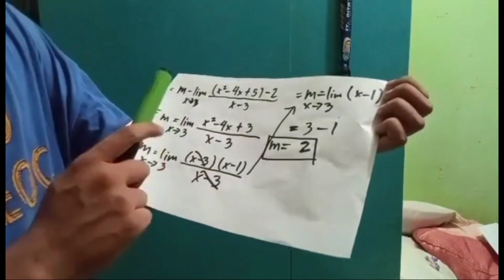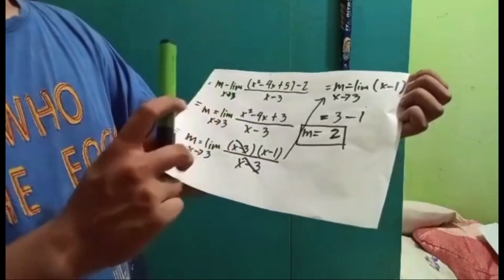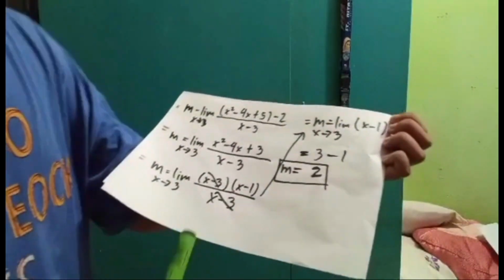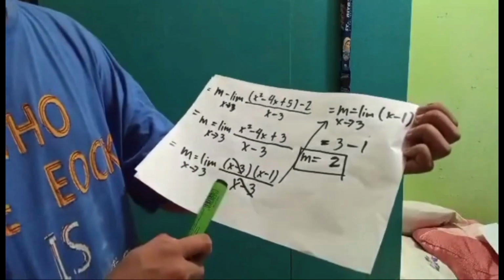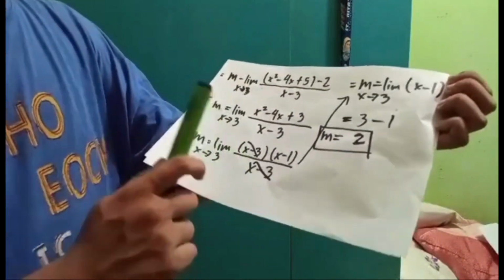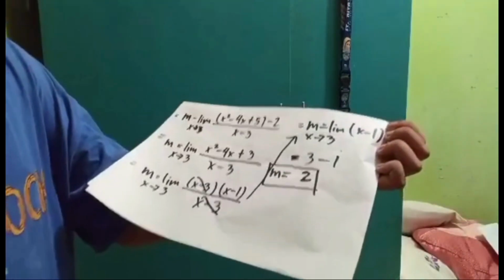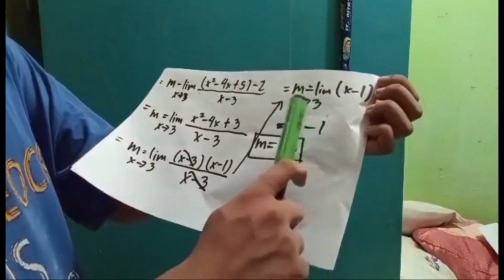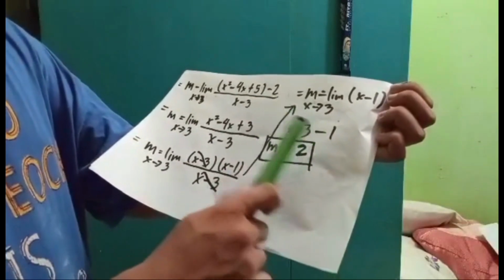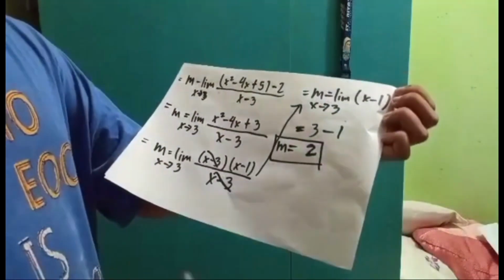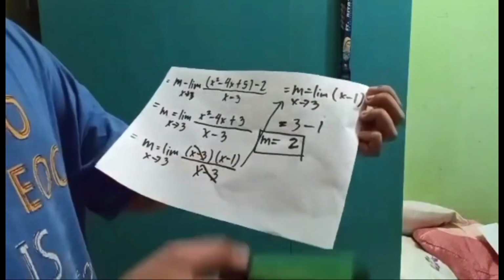Step 2, we simplify the numerator by combining the constants. Step 3, we factor the quadratic expression in the numerator. Step 4, we cancel the common factor of x minus 3. Step 5, we evaluate the limit as x approaches 3. Step 6, this gives us our slope m equals 2. And so the slope of the tangent line to the curve at the point (3, 2) is 2.